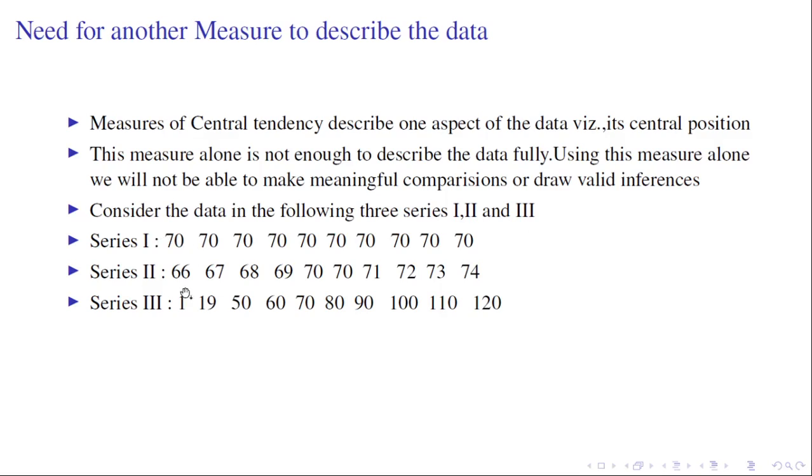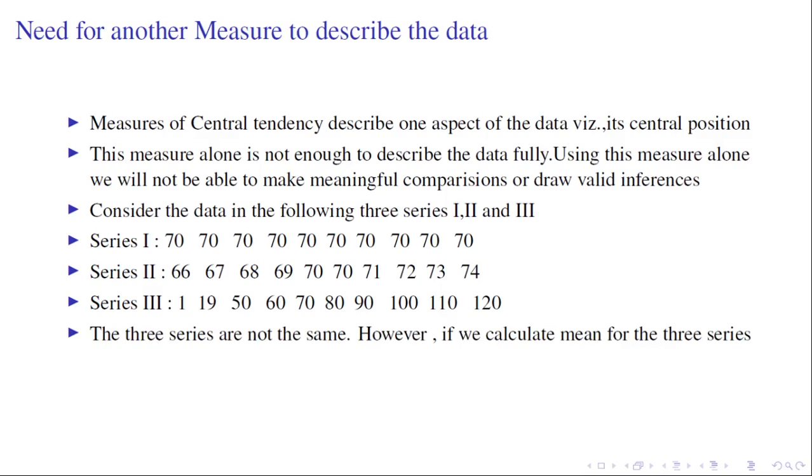Definitely, these three series are different, not the same, but let us calculate the mean for the three series. Here, sigma x is 700 for all three series. N is 10, so sigma x by n is 700 by 10. The 70 is the mean for all three series. But we can see these three are not the same. The minimum is 1 and maximum is 120 in one, minimum is 66 and maximum is 74 in another.